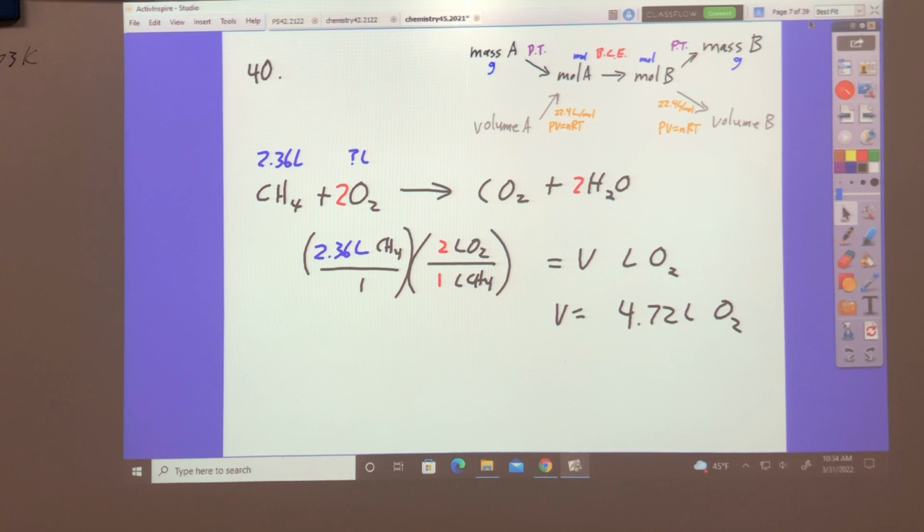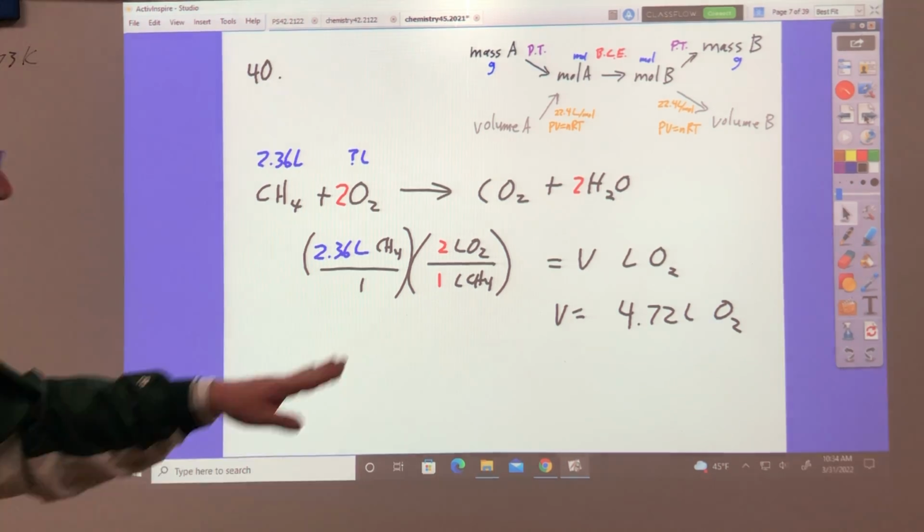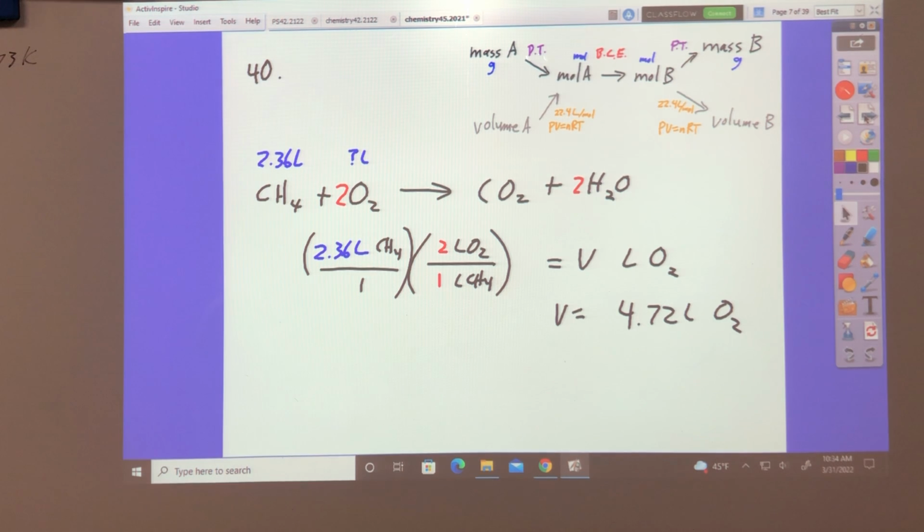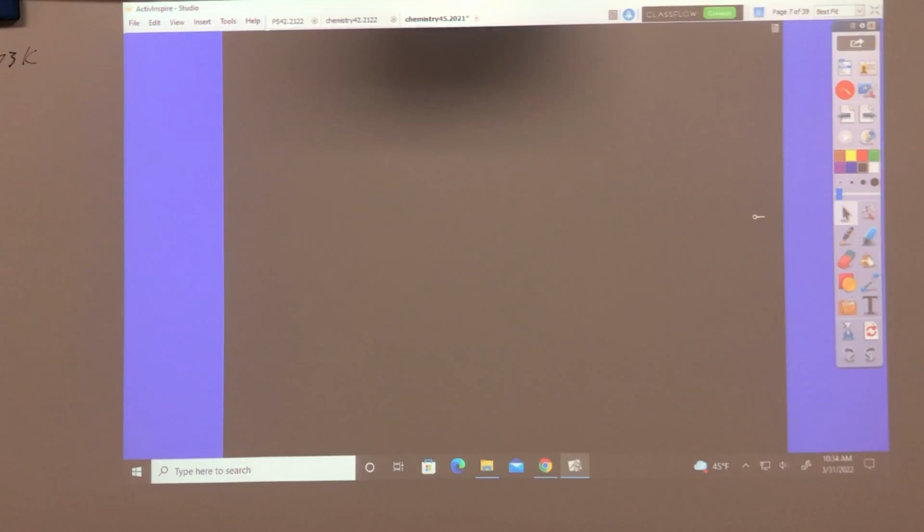We were on number 40, so let's go to number 41. Still on page 461. Nitrogen and oxygen gases react to form dinitrogen monoxide. What volume of O2 is needed to produce 34 liters of N2O? So we're going volume to volume, again for two gases, but you have to have the balanced chemical equation. Now, we're long past that, so you should know how to do it.